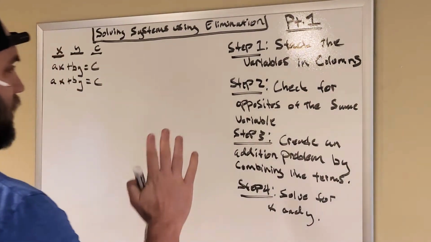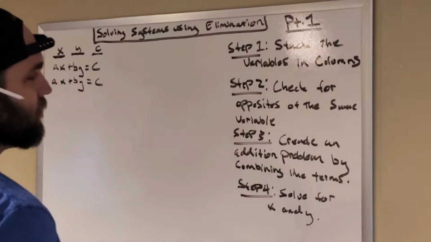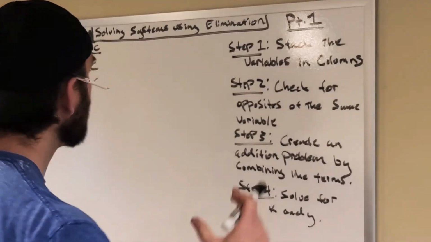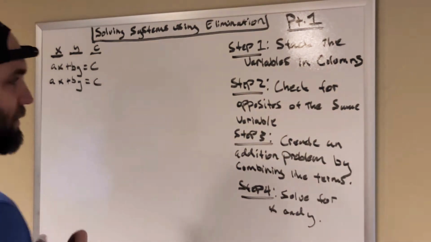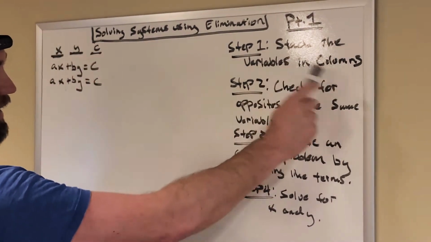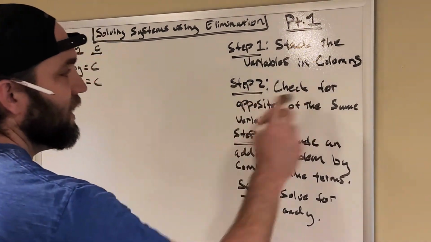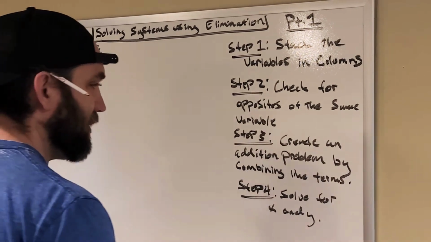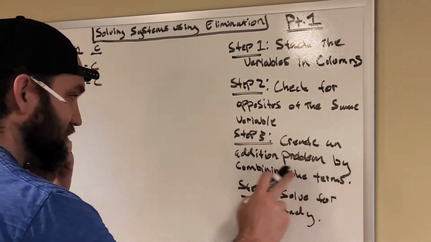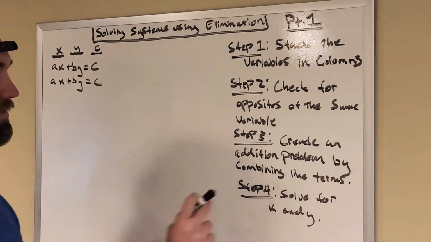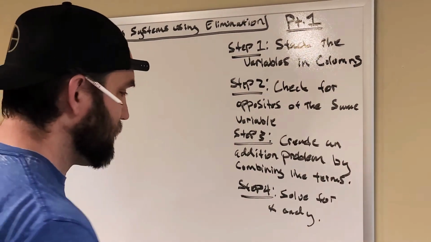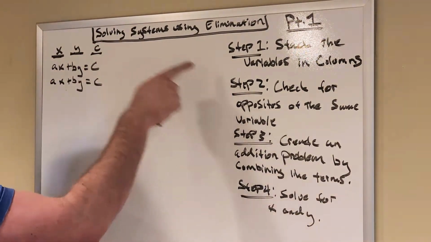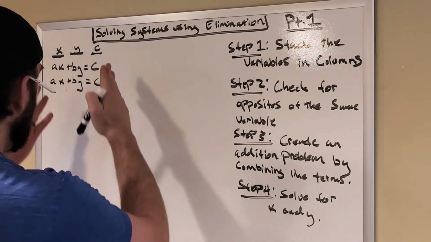Over here on the right side, I wrote down the steps that we need to do to solve a system using elimination. Step 1 is stack the variables in columns. Step 2 is check for opposites of the same variable. Step 3 is create an addition problem by combining like terms. And step 4 is solving for x and y. Now, what do these all mean? Let's go over them slowly.